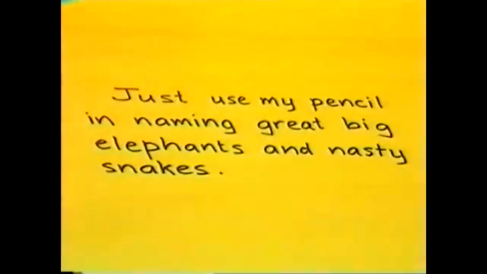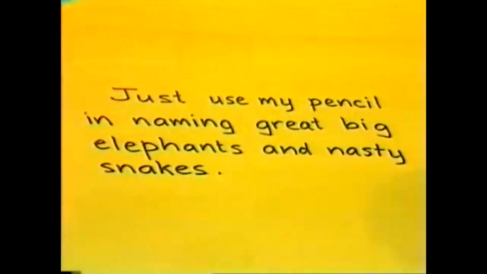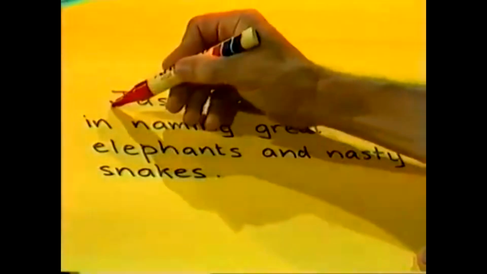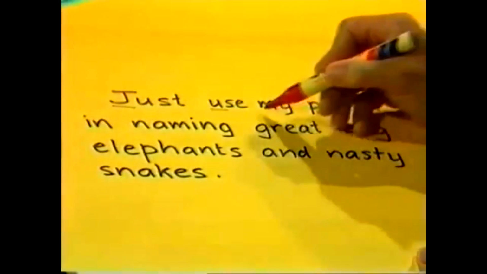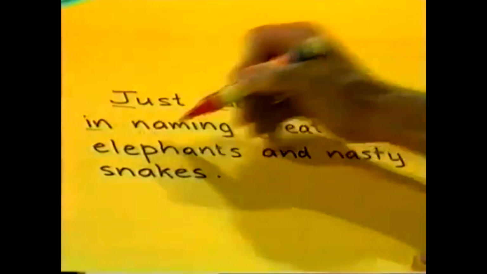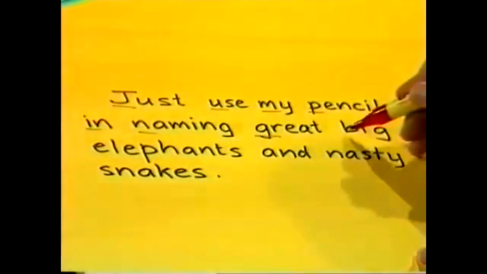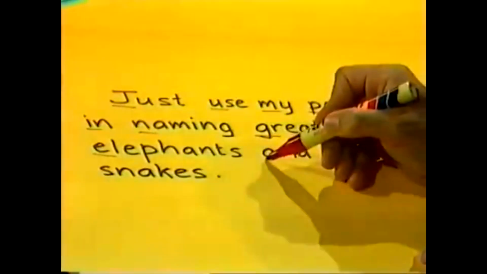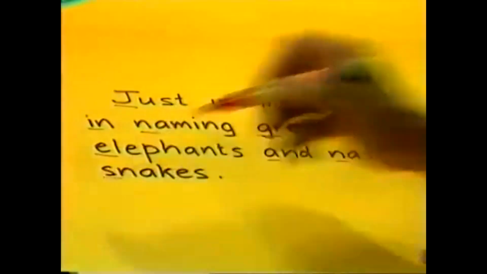One more for you to work out. Here it is. Simple sentence. Once again, it's something that we might say to the keeper at the zoo. Just use my pencil in naming great big elephants and nasty snakes. It's an easy one. You don't need to go any further than the first letter of every word. What does it say? You're pretty fast. You've got it already. It says J-U-M-P-I-N-G, jumping, B-E-A-N-S, jumping beans.